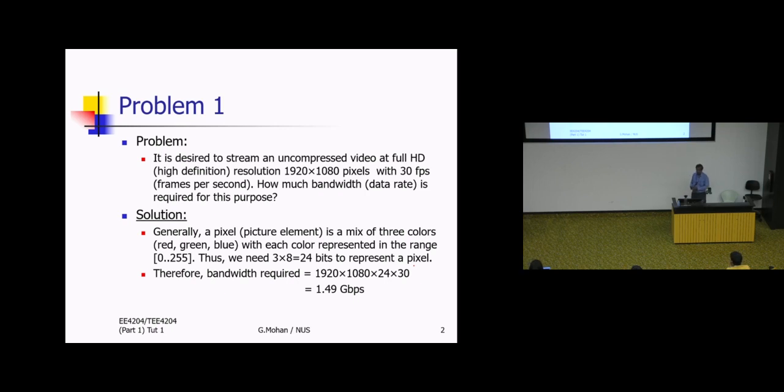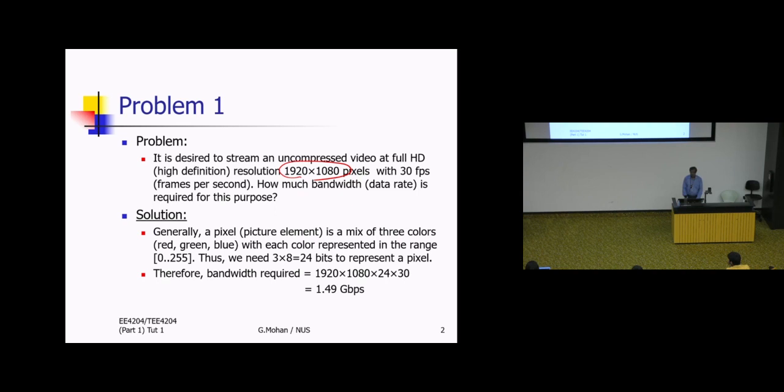Problem number 1, it's designed to stream an uncompressed video at full HD, which is high definition, resolution of 1920 by 1080 pixels. I believe you are all familiar with these numbers, okay? With 30 FPS, FPS stands for frames per second. How much data rate or bandwidth is required for this purpose?